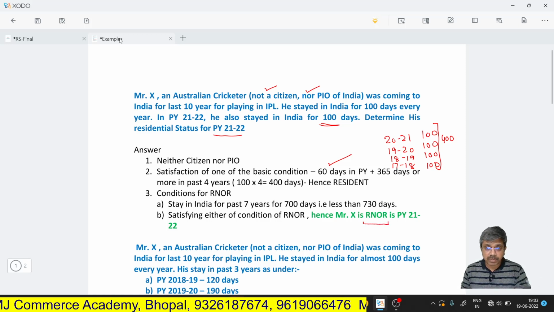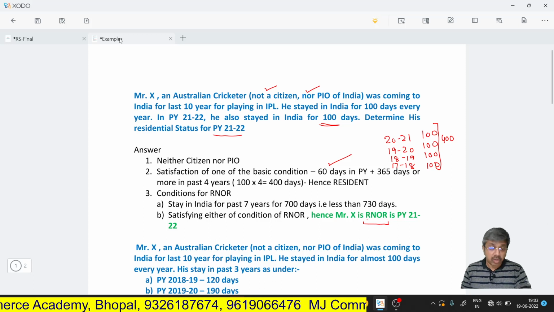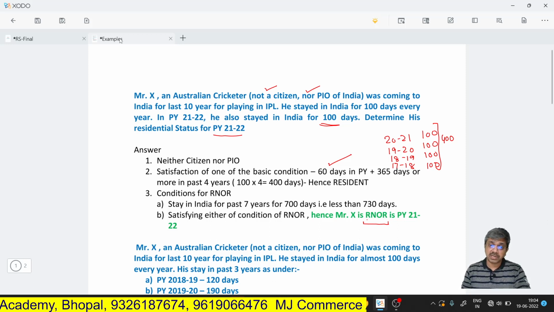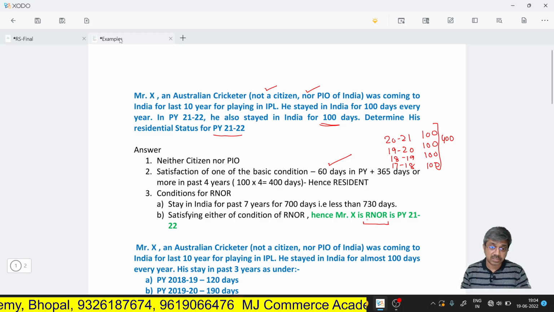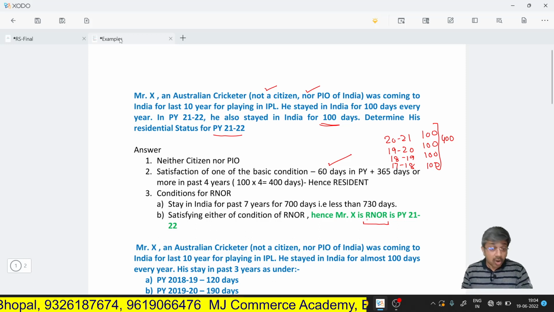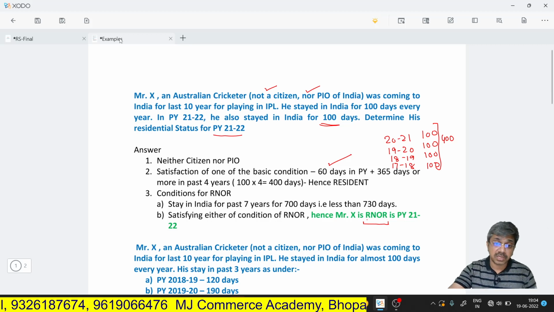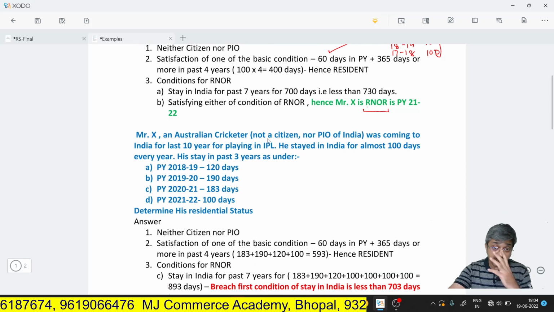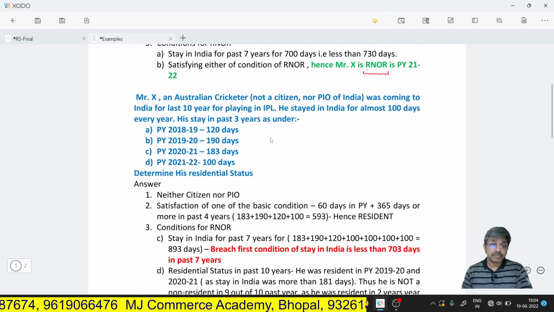In short form, we represent it as RNOR. So first we determine his simple resident or non-resident status in the previous year. First we conclude he is a resident, then we go ahead and determine whether he is ordinary or not ordinary resident. Since he satisfied one of the conditions for not ordinary resident, his status is resident but not ordinary resident. Now let me take another example which will further help you understand this concept.